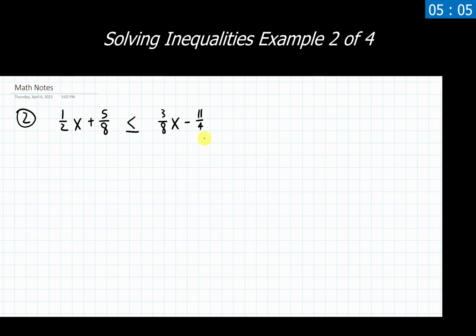So we need to determine what is the lowest common denominator between all of the fractions that show up in this particular problem. So between 2, 8, 8, and 4, what's the lowest common multiple between all of them? Meaning, what is the smallest number that 2, 8, and 4 can all multiply into? And that number is going to be 8. 2 goes into 8, 8 can multiply into 8, and 4 can multiply into 8.